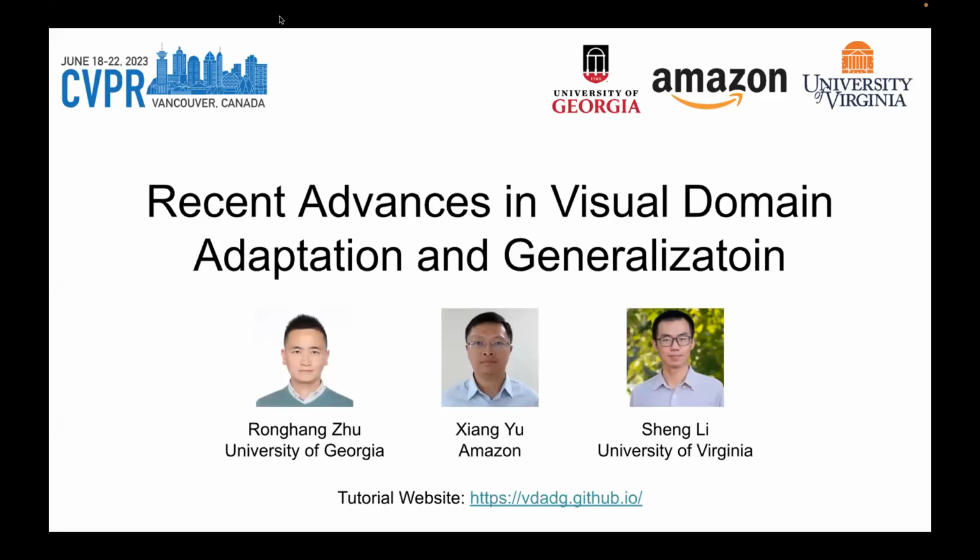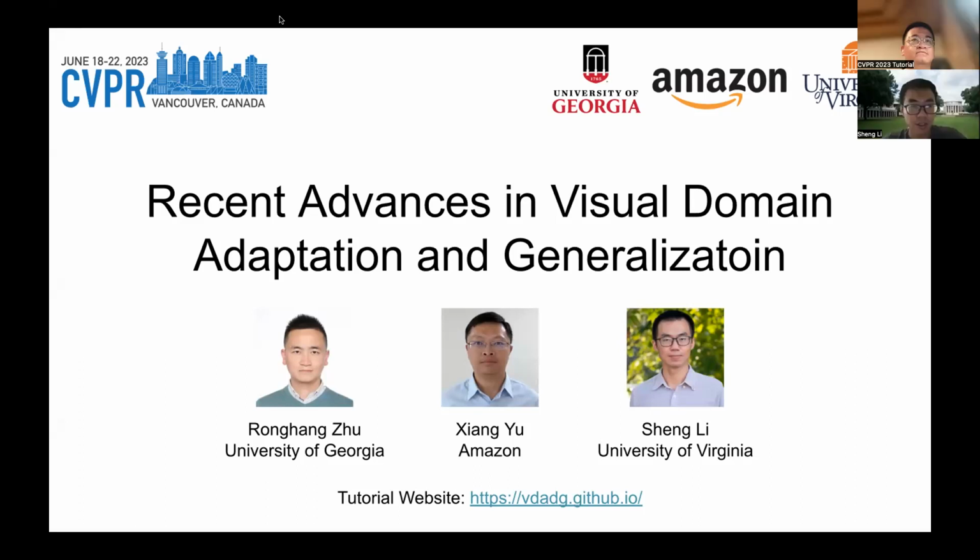The topic of our tutorial is recent advances in visual domain adaptation and generalization. I'm Sheng Li, Associate Professor of Data Science at the University of Virginia, and I'm happy to present the tutorial with two of my colleagues. One is Ronghang Zhu from the University of Georgia, and Dr. Xiang Yu from Amazon.